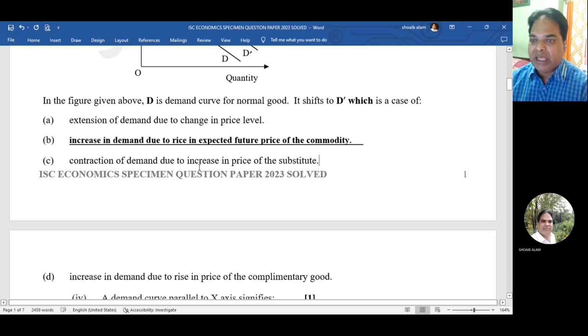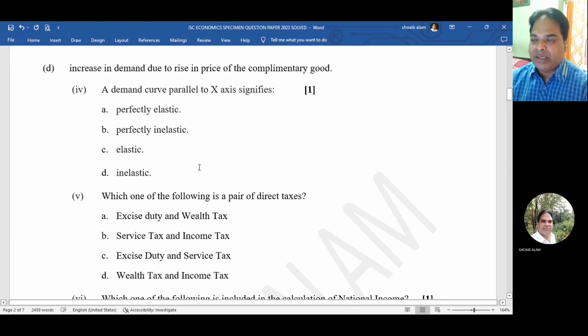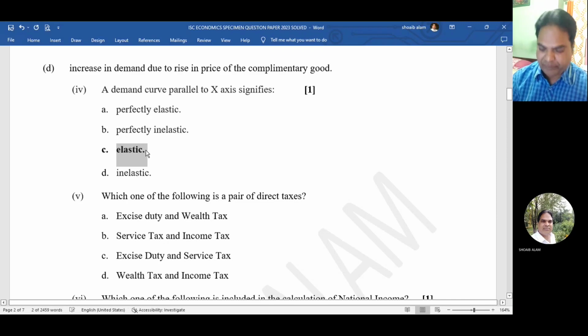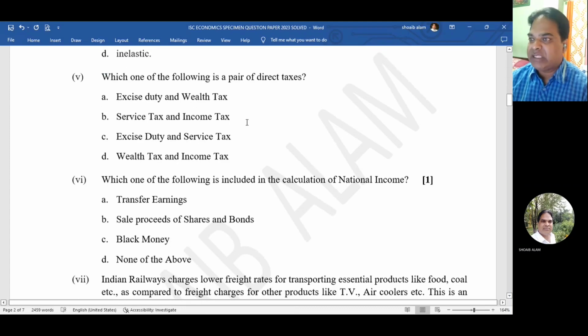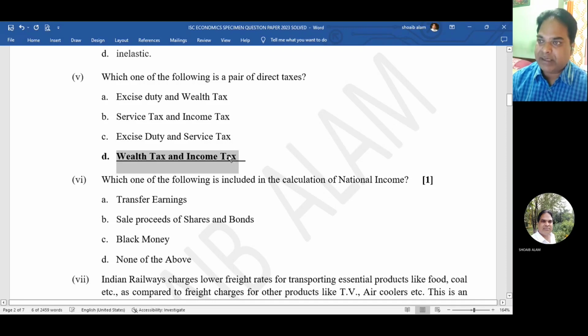Now number 4, a demand curve parallel to the x-axis signifies perfectly elastic, perfectly inelastic, elastic, or inelastic. So the answer is C. Number 5, which one of the following is a pair of direct taxes? Excise duty and wealth tax, service tax and income tax, excise duty and service tax, wealth tax and income tax. The answer is D, wealth tax and income tax.